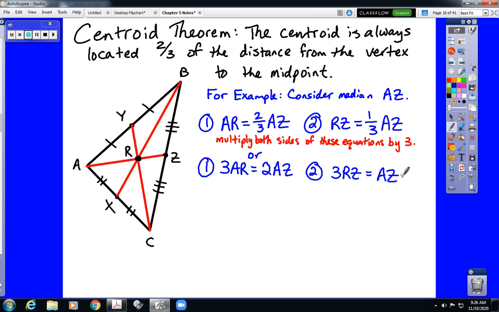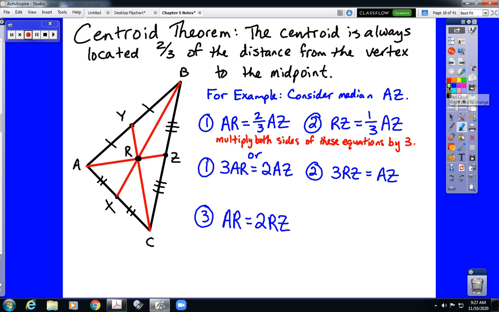There is actually a third relationship as well in this picture. Keep in mind that if AR is 2/3 of the length and RZ is 1/3 of the length, then there is a relationship that says that the big piece AR is equal to 2 times the little piece RZ. So the centroid theorem gives us these three relationships, numbered 1, 2, and 3. Now what we need to do is generalize those into equations that we can actually use.